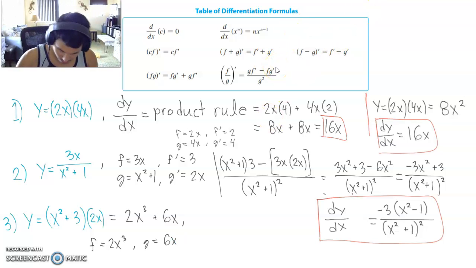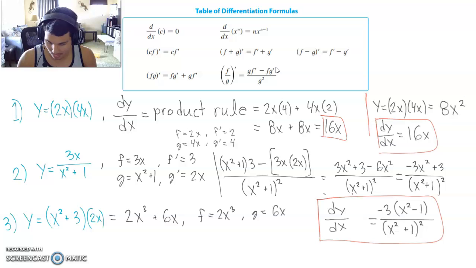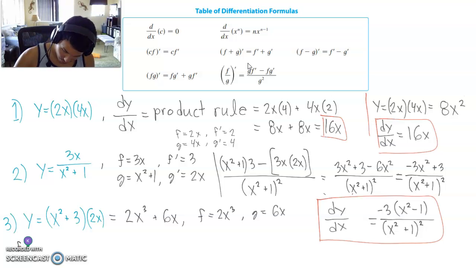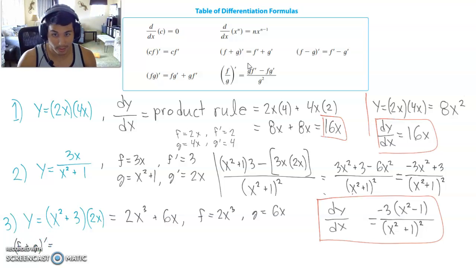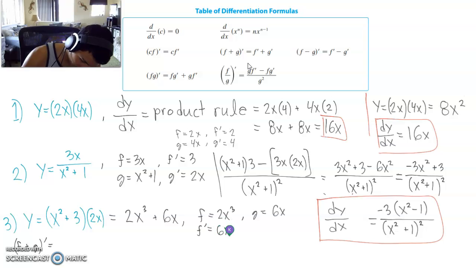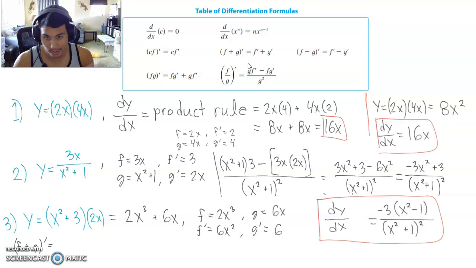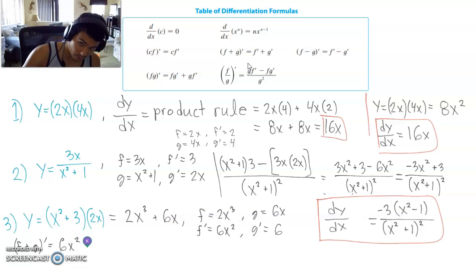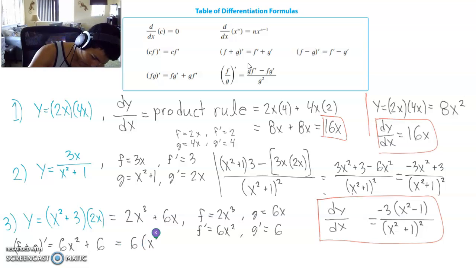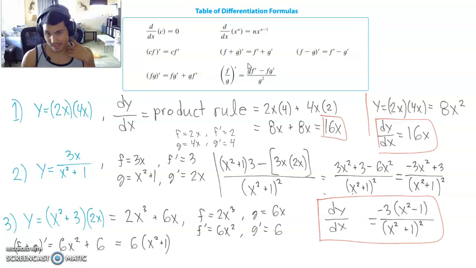Let's just use that nice little formula, the sum rule. So, no, one second, sorry, I always mess up there. The derivative is equal to what? Well, let's find f prime here first. f prime is 6x squared, and g prime is 6. Oh my god, look at that, it's just 6x squared plus 6. And then if you really want to be fancy, you could write it like that. That's the answer.